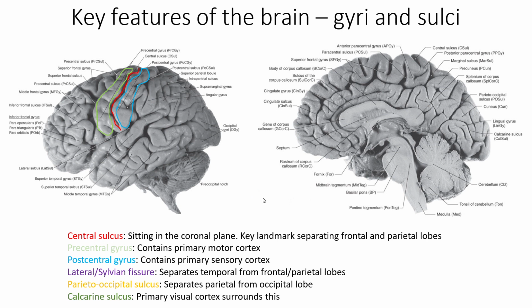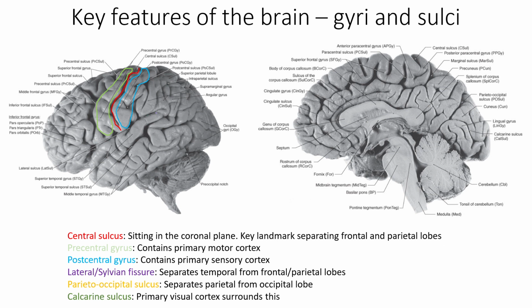Now, another important sulcus, which we need to define, is the lateral or sylvian fissure. Whenever we see the word fissure, it just relates to a pretty big sulcus, really. Don't get too bogged down in the difference between fissure and sulcus. It's not that important. And we're going to indicate the lateral or sylvian fissure in purple.